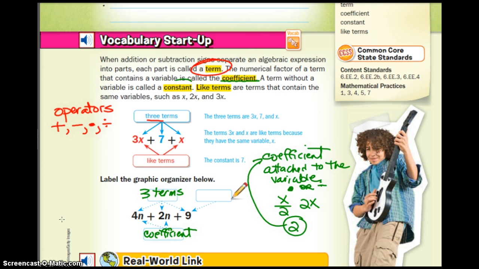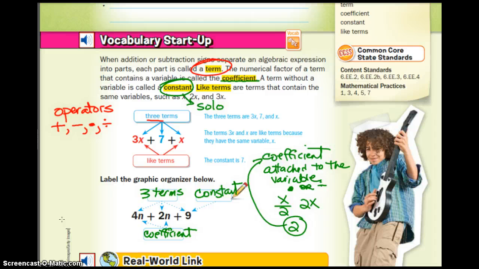And then the constants are numbers that have nothing around them. So the number 9 down here we call a constant. A 9 is a 9 is a 9. It will always be a 9.